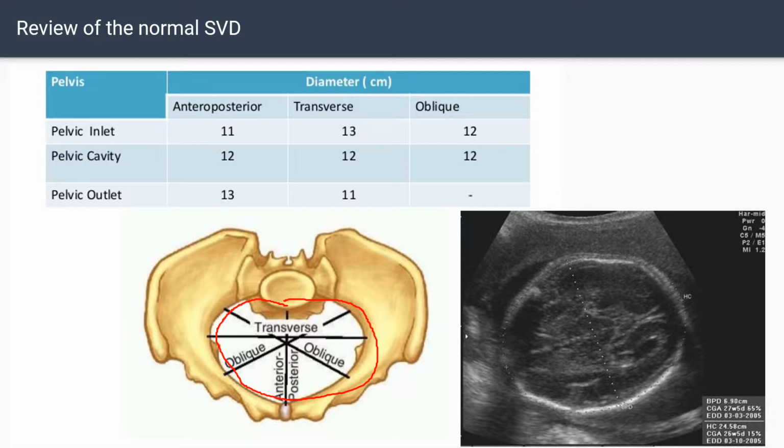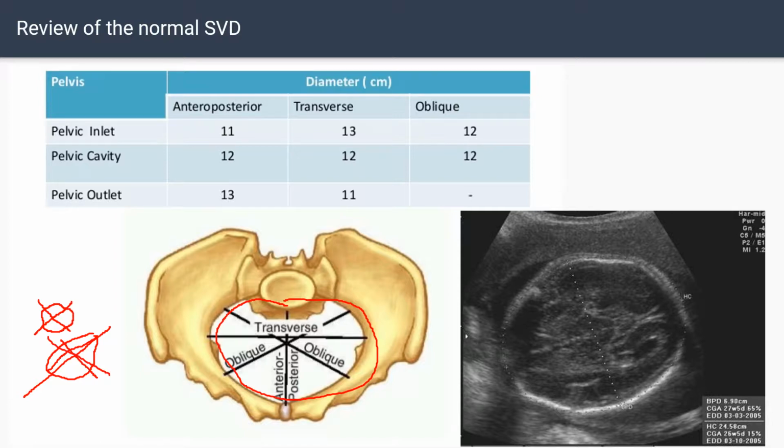And what is the particular feature of this? Both of these parts, the inlet and the outlet, are not like a perfect circle. They have an ovoid form, like this. So they have one longer axis and one shorter axis. In a perfect circle, we have the same longer and shorter axis. But in the pelvic bone, we have a longer axis and a shorter axis.